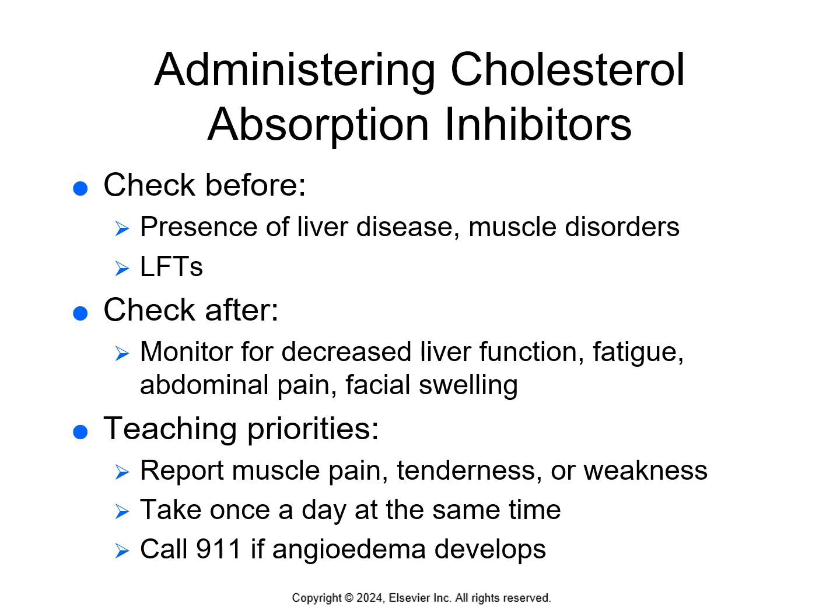Before I give it, I want to know if they have liver disease or muscle disorders, so I'm going to check their liver function tests. This drug may also worsen liver disease if it's prescribed along with a statin. Some signs of decreased liver function are decreased appetite, fatigue, jaundice, weakness, or muscle problems like aches and pains. I want to monitor the patient for decreased liver function, fatigue, abdominal pain, and again, that facial swelling or angioedema. Teach them to report any muscle pain or tenderness or weakness.